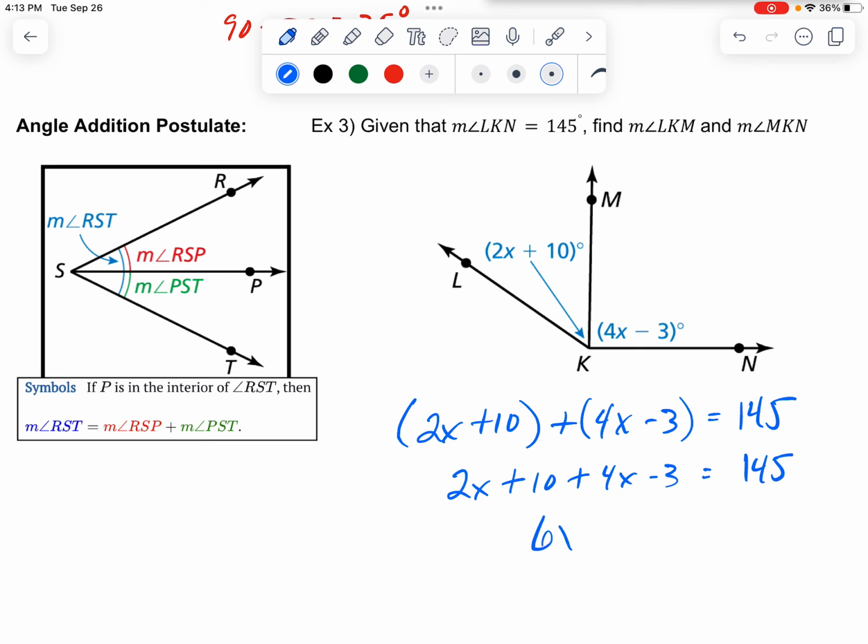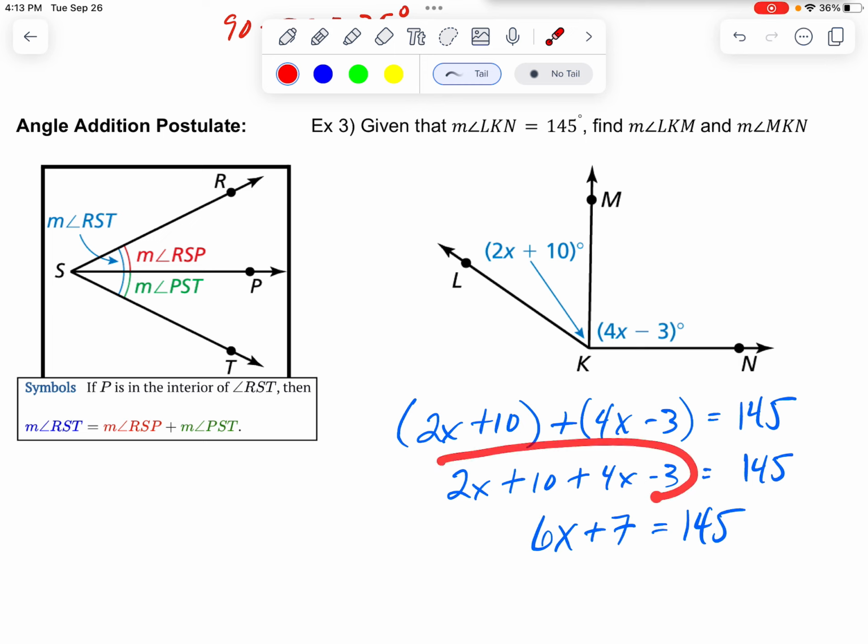And I also have a positive 10, and then we have a minus 3 over there on the right. So 10 minus 3 is positive 7. And this is still equal to 145. So when you have a lot of terms over here, and some of them can be combined, that's always going to be your first step.